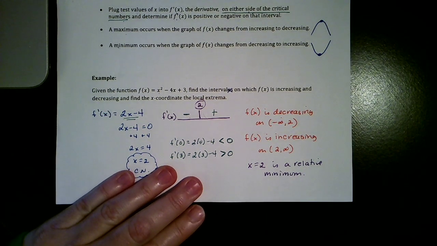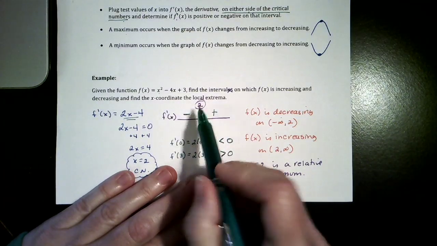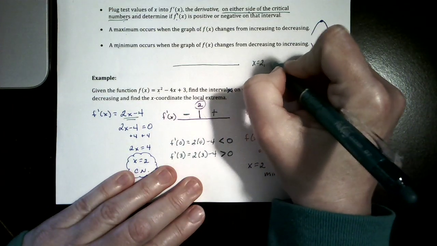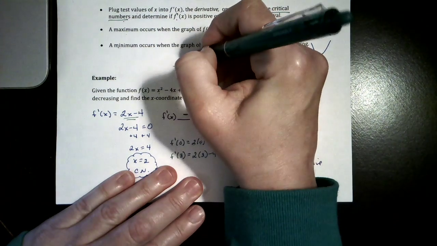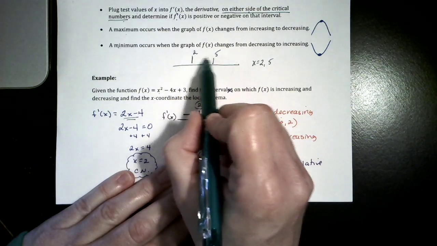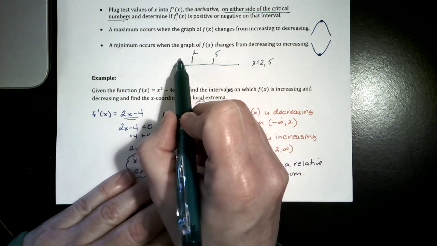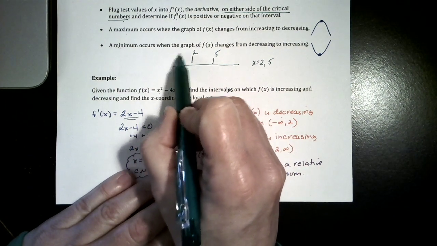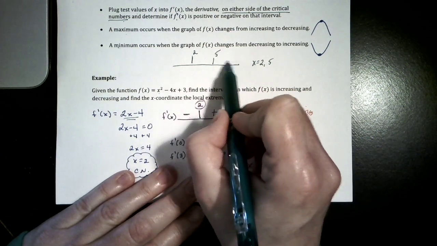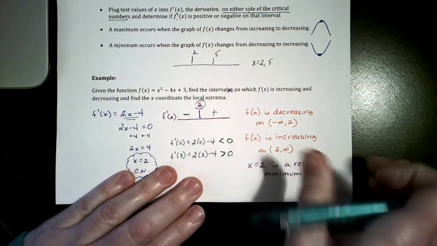Now you may be saying, well, Mrs. Fulmer, what happens if you have more than one critical number? So you would end up with something that looks like this. Let's say we had critical numbers of x equals 2 and 5. You would do the same thing. You would make your number line, but this time you would have x equals 2 and x equals 5, and you would have to test 3 numbers. You'd have to test a number to the left of 2, a number between 2 and 5, and a number to the right of 5.